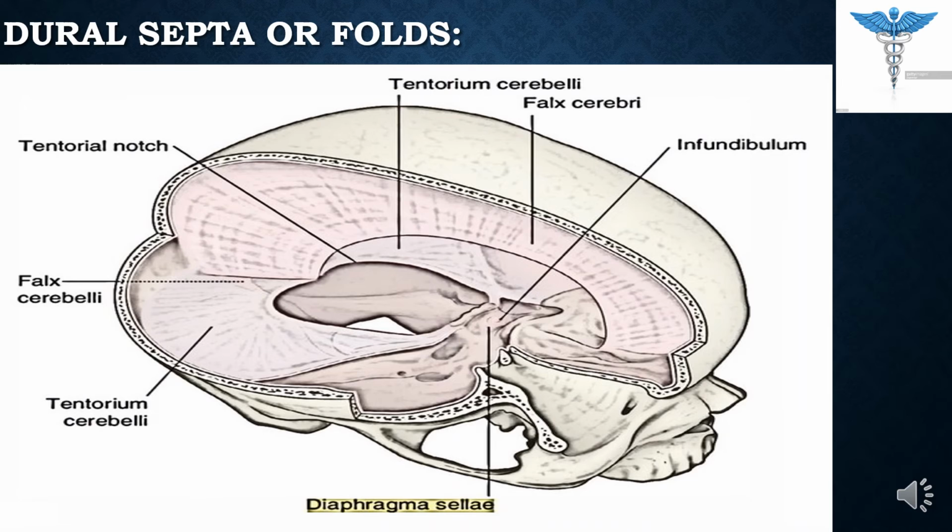So here you can see the tentorium cerebri. It has a fixed and a free margin, and anteriorly it is attached to the anterior clinoid process and the posterior clinoid process. Posteriorly they form the roof of the posterior cranial fossa. And the second is the falx cerebelli. It is attached to the internal occipital crest. Then we have the falx cerebri that is attached to the frontal crest and the crista galli. And last but not least, the diaphragma sellae, which forms the roof for the sella turcica, in which the pituitary gland is located.